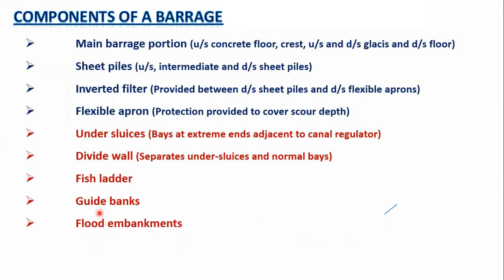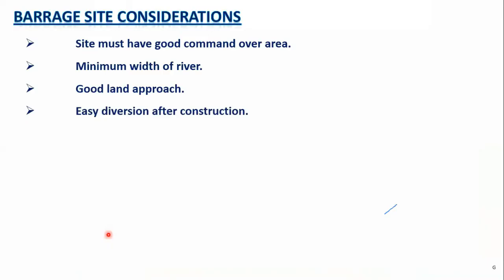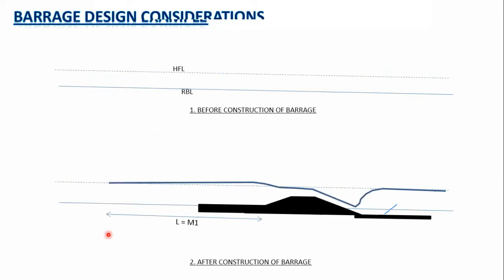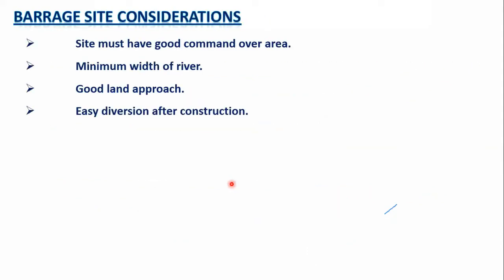So on the upstream side of this weir or barrage, guide banks and flood embankments are constructed whose length is equal to this length of the backwater curve. And for barrages, it is M1, generally on mild slopes, and obviously the water depth is rising above the normal depth of flow, so it's M1.